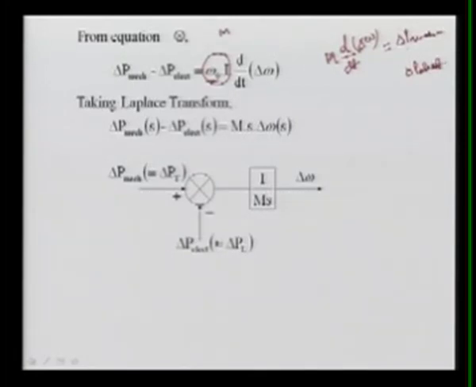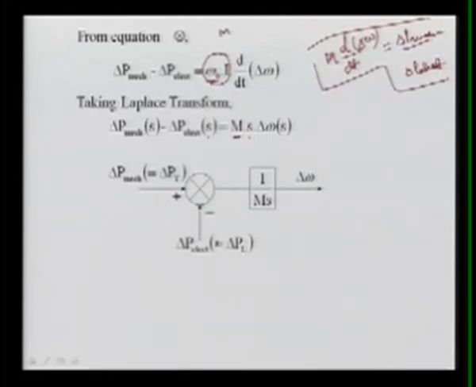What is this P mechanical? This P mechanical is nothing but your turbine output. If you take the Laplace transform of this expression, we have in the S domain the change in mechanical power minus the change in electrical power, equal to M, the angular momentum, multiplied here by the differentiation, so the S term will appear, into the change in omega S.